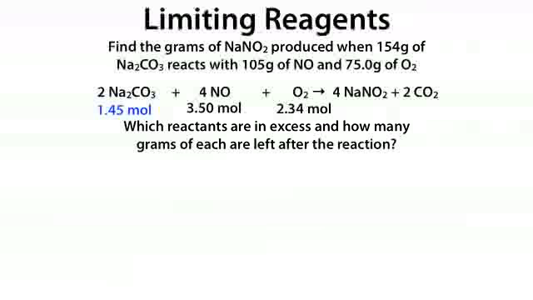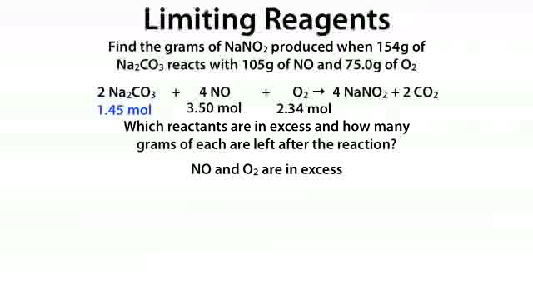Next we're asked, which reactants are in excess and how many grams of each are left after the reaction? Now, since we've already identified Na2CO3 to be our limiting reagent, we know by definition that no Na2CO3 is going to remain, because limiting reagents are the reactants that are completely consumed or completely reacted first. So we know that no Na2CO3 remains after the reaction, which means that NO and O2 are in excess. So in order to find out how many grams of each are left after the reaction, we need to find out how much of NO and O2 are consumed in the reaction.